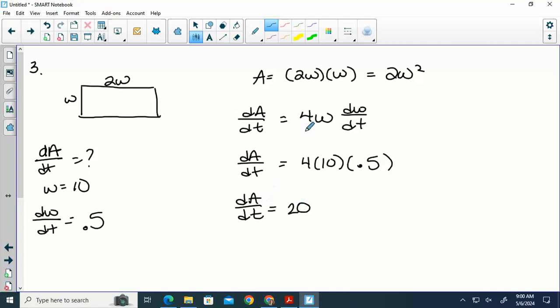And then my units. The top was area. What kind of units does area have? Okay. Divided by is a per, and then the time was measured in seconds. So the area is increasing 20 square centimeters per second. Is that one okay?